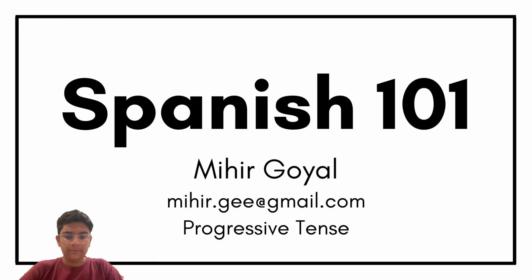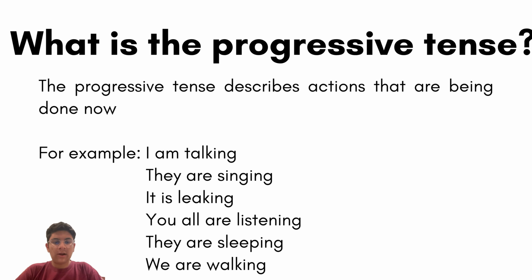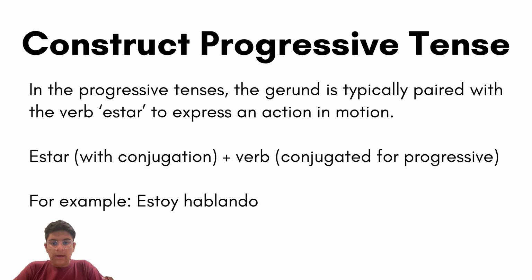Progressive tense. The progressive tense describes the actions that are being done now. Simply, the verbs end with ing in English. For example, I am talking, they are singing, it is leaking, you are all listening, they are sleeping, we are walking, etc.